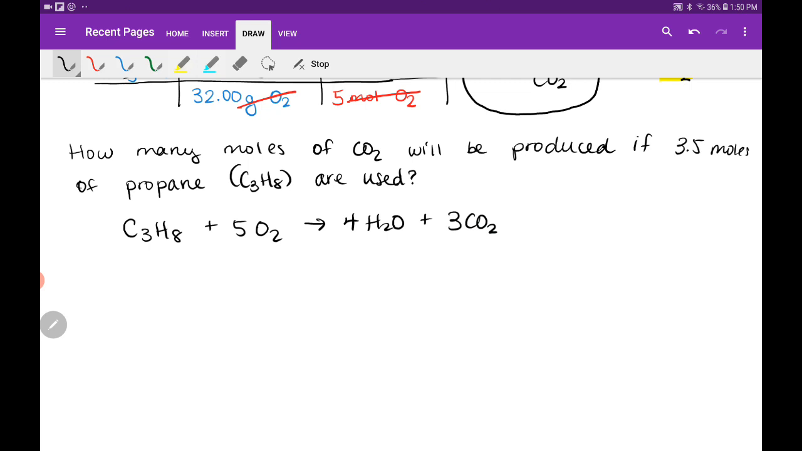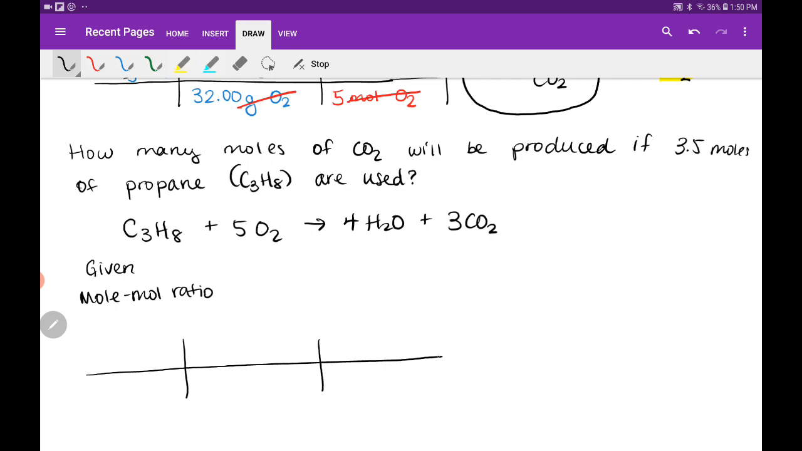Okay, so go ahead, challenge yourself. See if you can identify the given, the mole-mole ratio, and set up your ladder. Because once you can do that, you are all set. So go ahead and pause the video if you need to. So given, mole-mole ratio, and we're going to set up our ladder. And we will never need more than 3 steps to complete. And what we want is how many moles of CO2. So that's going to have to be the only unit on the top when we're all done.